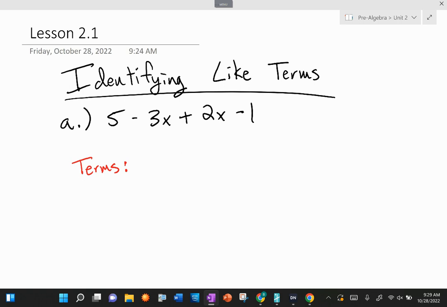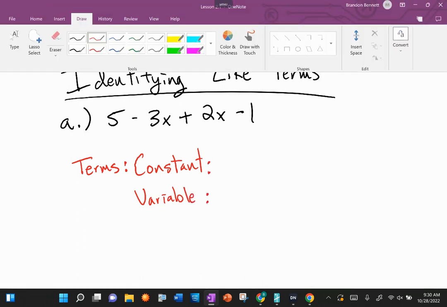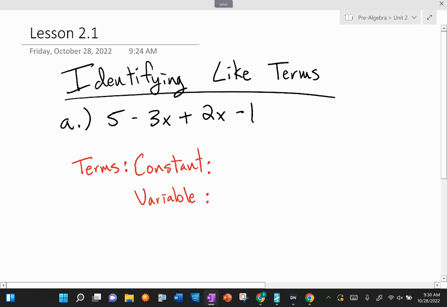Okay, 5 minus 3x plus 2x minus 1. We have two different kinds of terms. We have constant and we have variable. So let's take a guess. Which terms up here in letter A are variable terms? Variable, yeah. There you go.